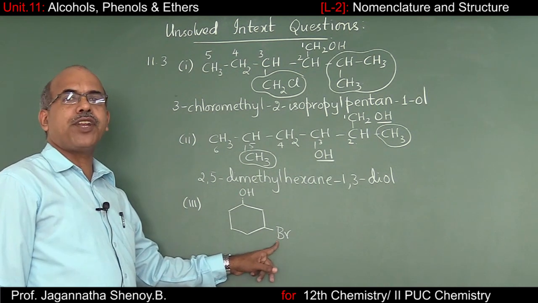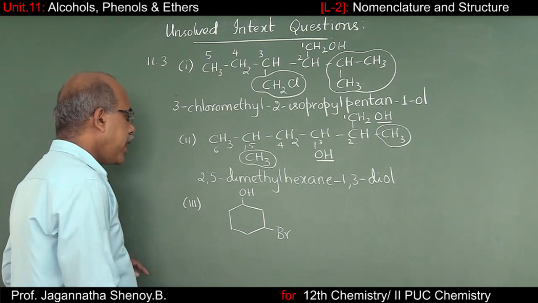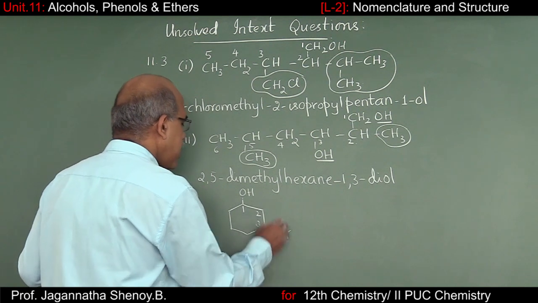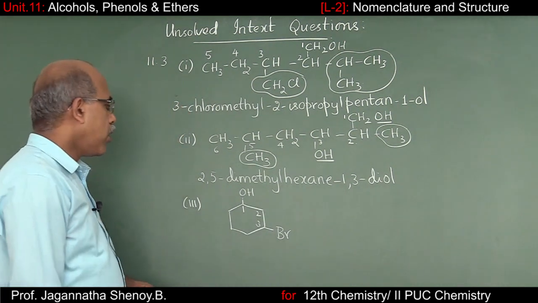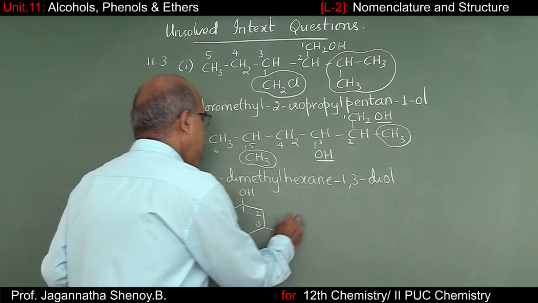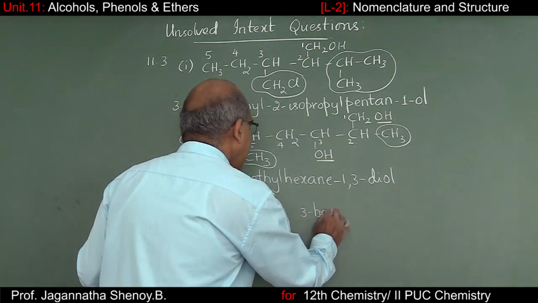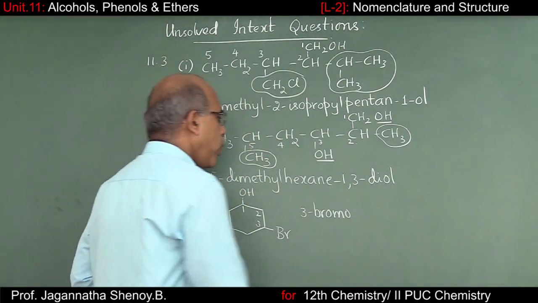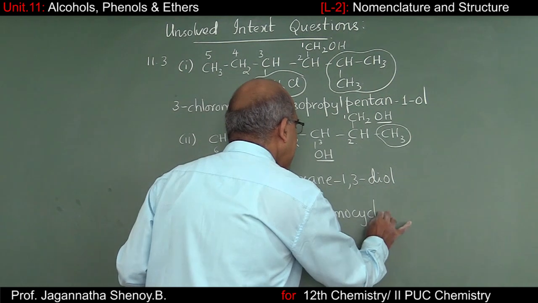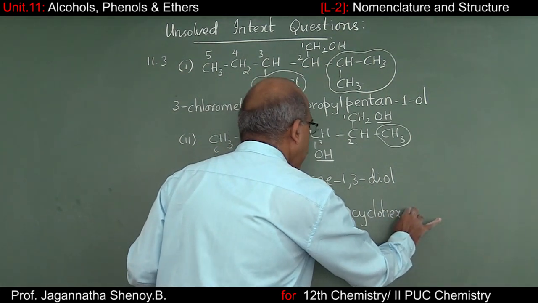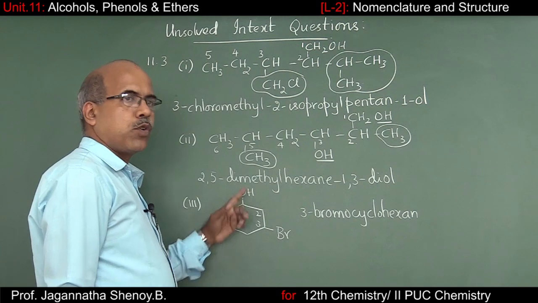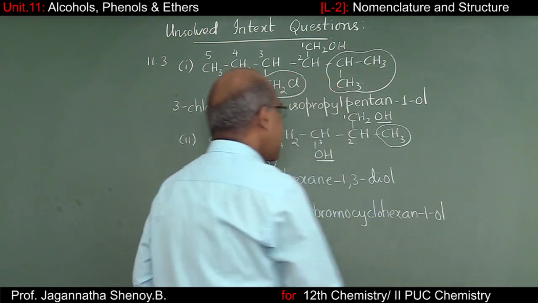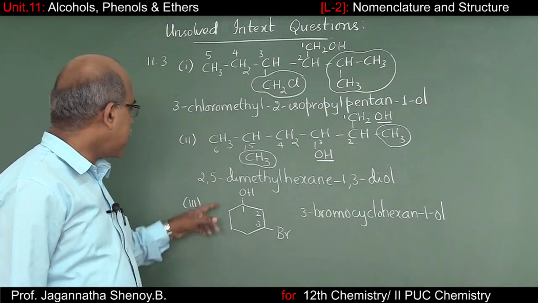Coming to the third example, OH group is a principal functional group. So bromo group will be treated as a substituent. So while numbering it, this is carbon atom number 1, this is 2, and this is the third carbon atom. So on the third carbon atom, we have a bromo group. So I'll write it as 3-bromo. And it's a cyclohexane. Parent hydrocarbon is cyclohexane. And of course, on the first carbon atom, we have OL. So this is the IUPAC name of this compound.